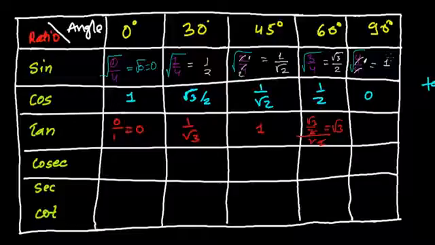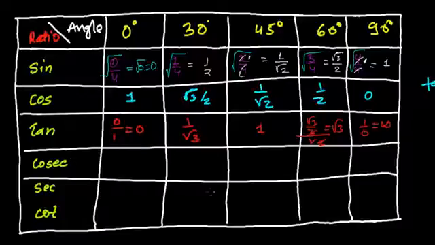And now at 90 degrees, 1 over 0. That's an undetermined value. Generally we use the infinity symbol to represent it. Anything over 0 we don't know, that's an undetermined value, so let's say infinity.